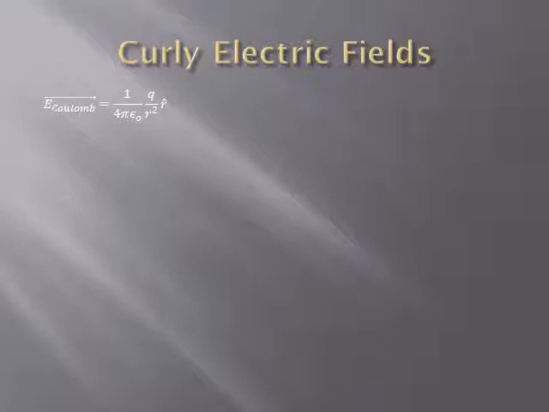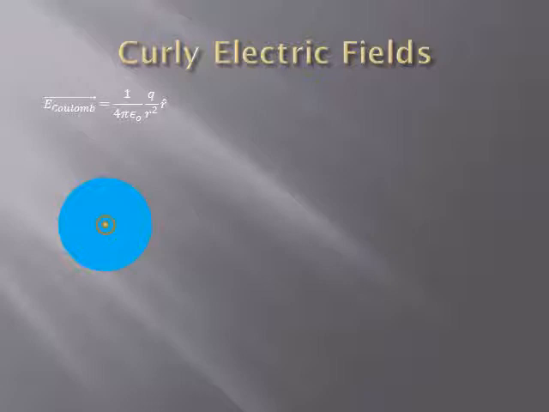For Coulomb's electric field, you have to have a charge, okay? And if that charge is positive, the electric field points away from the charge. And if the electric charge is negative, it points towards the charge. So how do we get curly electric fields? Well, we have to have a magnetic field.